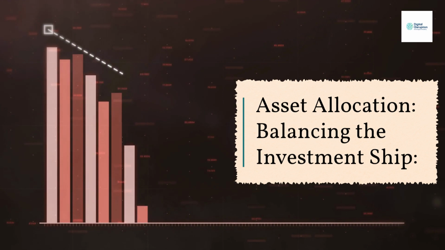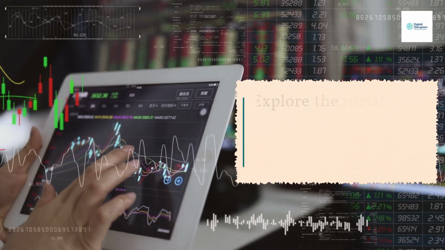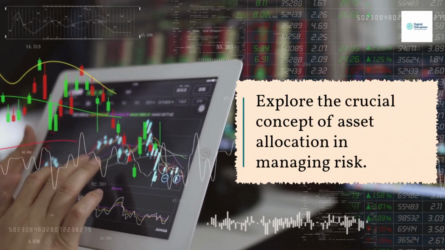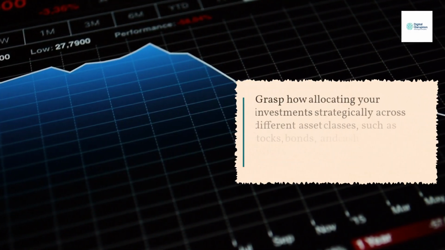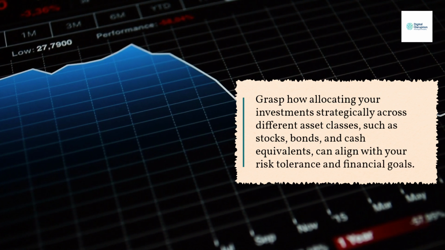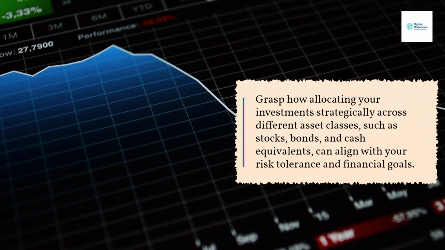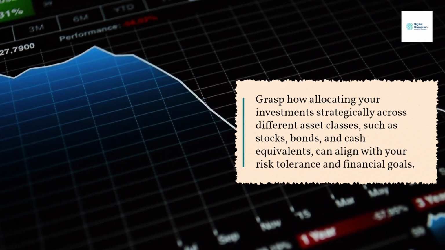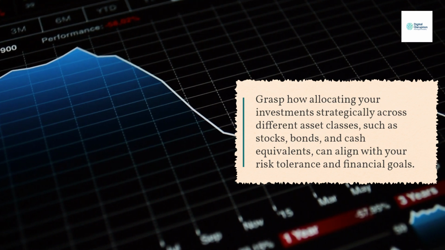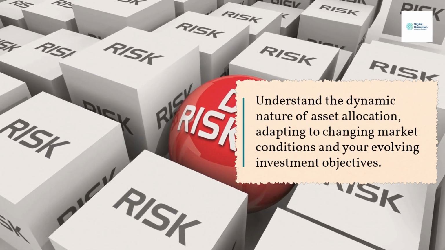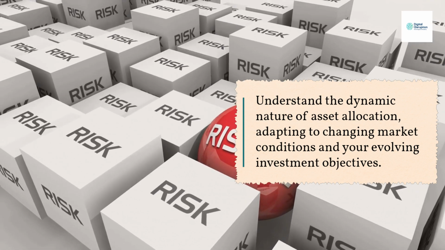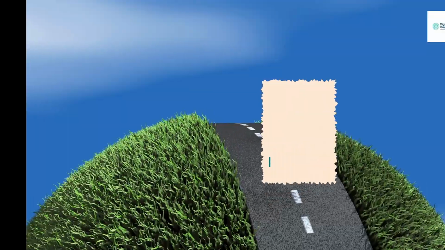Asset allocation. Balancing the investment ship. Explore the crucial concept of asset allocation in managing risk. Grasp how allocating your investments strategically across different asset classes, such as stocks, bonds, and cash equivalents, can align with your risk tolerance and financial goals. Understand the dynamic nature of asset allocation, adapting to changing market conditions and your evolving investment objectives.